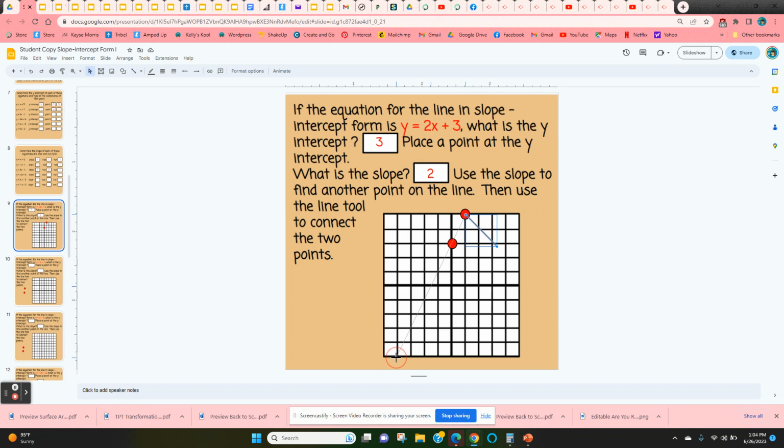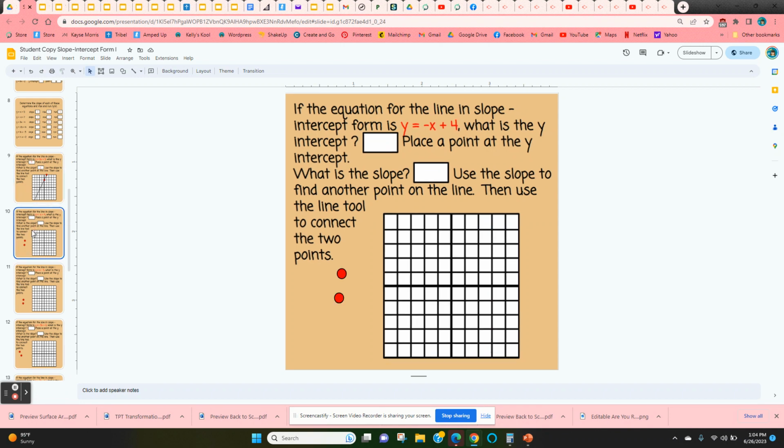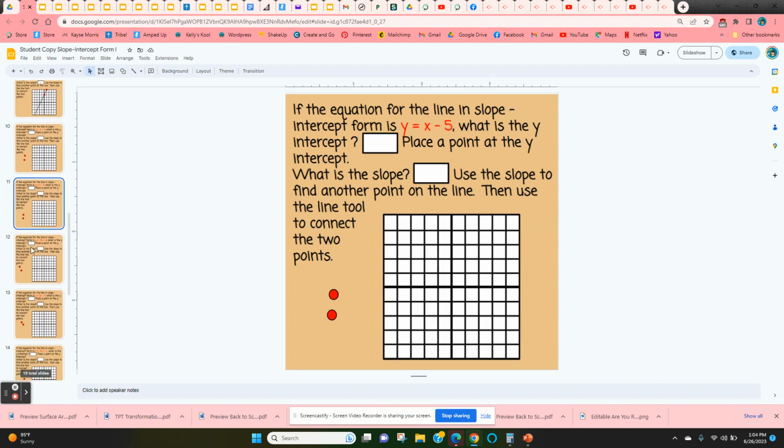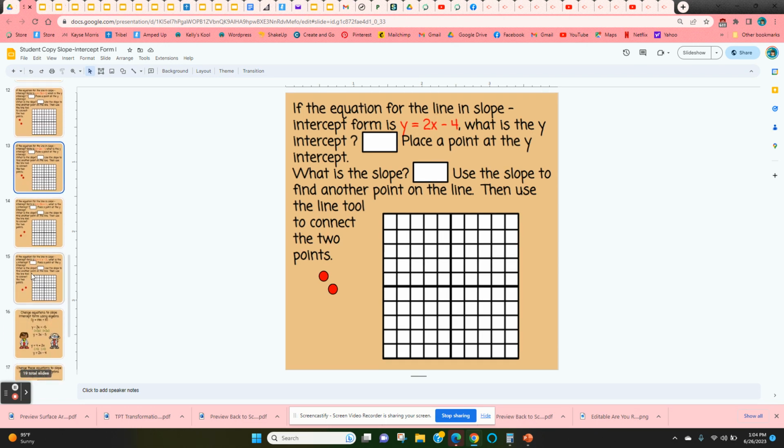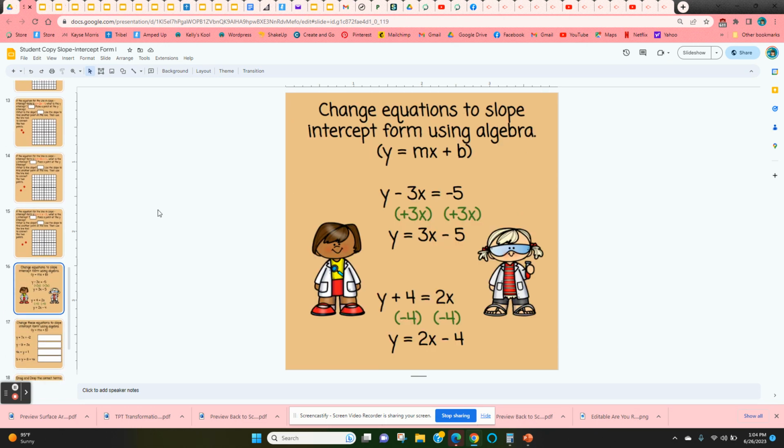And that looks about right. I want it a little bit darker. I want to make it black and make that line a little bit thicker. Okay, so there we have the line for this equation just by looking at the slope and the y-intercept. Now they're going to do the same thing on slides 10, 11, 12, just different equations each time, finding the slope and the y-intercept.